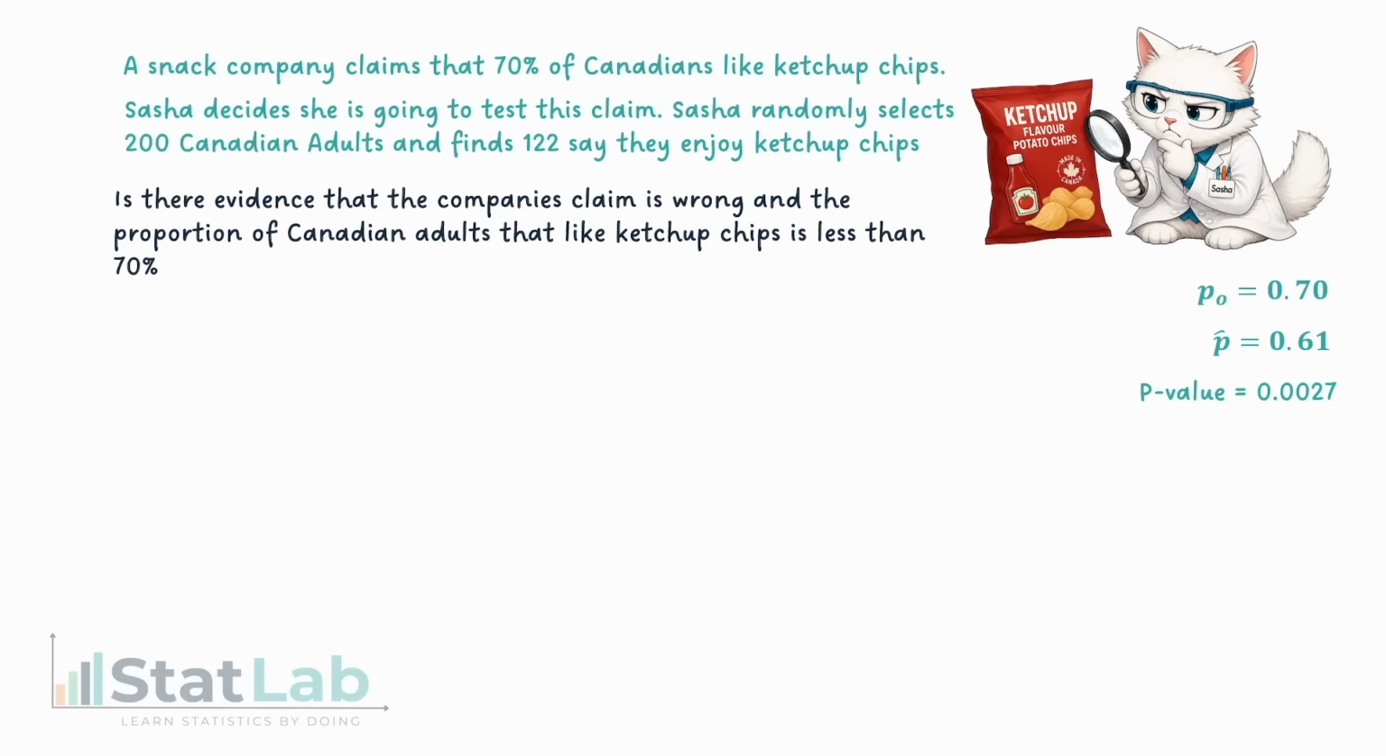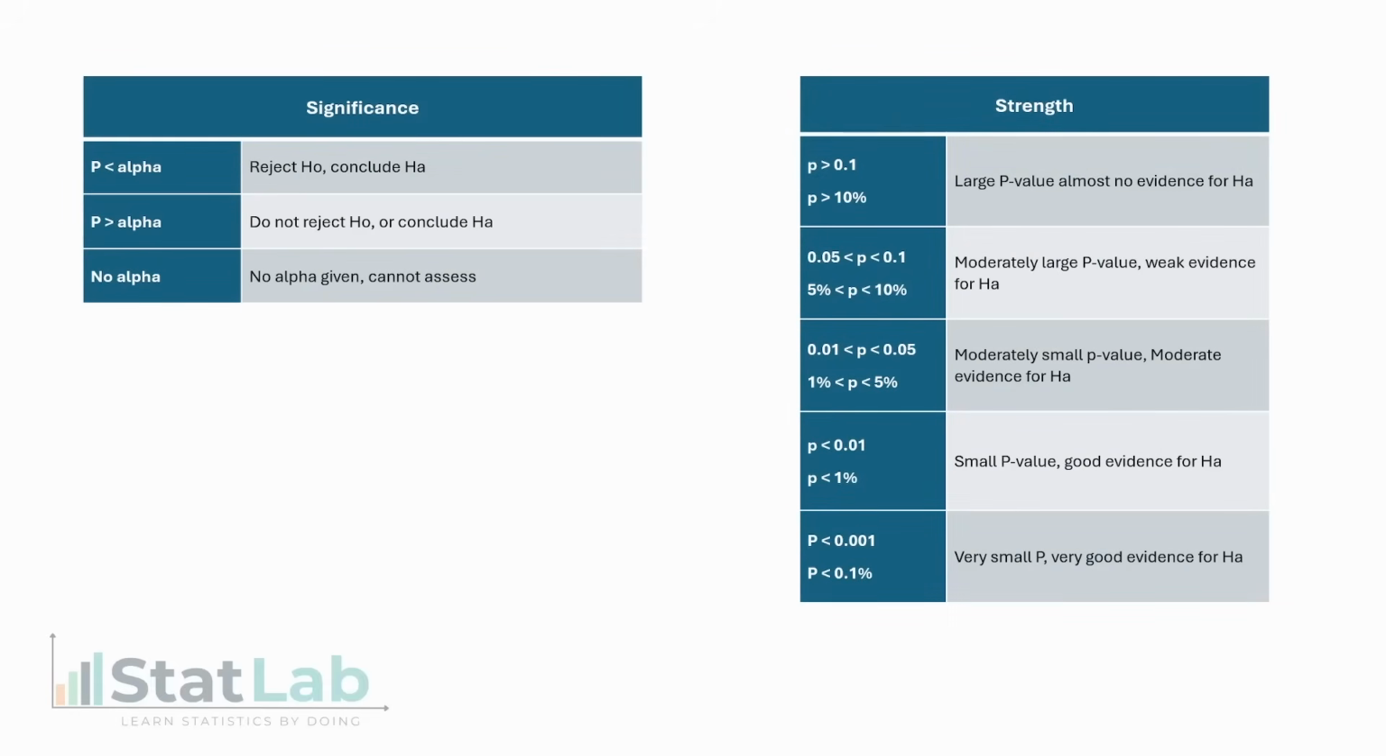Is there evidence that the company's claim is wrong and the proportion of Canadian adults that like ketchup chips is less than 70%? Now, we've already done our calculations. We have our p-value. So what can we do with that p-value? Well, we have some tables here that help us figure out what to do with that p-value.